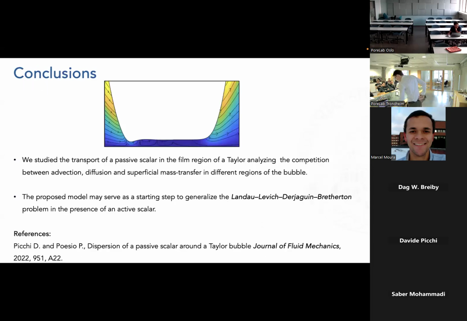So to sum up, what we did was to try to understand whether the presence of the bubble enhances or reduces the mixing and mass transfer and transport in the liquid surrounding the bubble. This work is really focused only on the film region of the bubble. And this was a sort of generalization of the Aris-Taylor dispersion, the classical film flow, Landau-Levich, Derjaguin-Bretherton problem. And this is the main idea, and all the results are summarized in this publication.